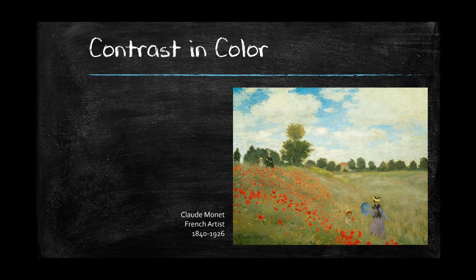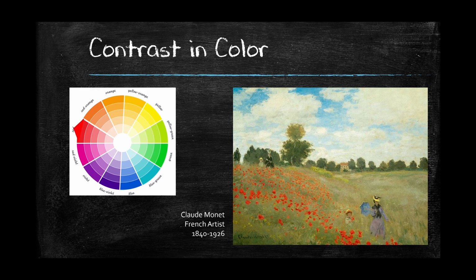In this Monet painting, we can see that those flowers really pop because they're red and they're set against their opposite or complementary color, which is green.